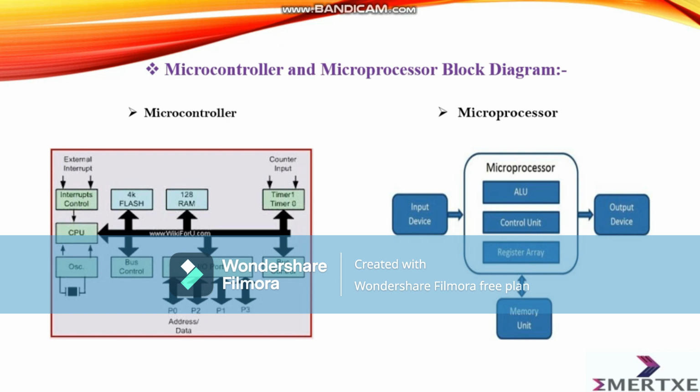Next one is the microprocessor. A microprocessor is a small chip capable of performing arithmetic logic unit operations and communicating with devices connected to it. First in the block diagram is the ALU, meaning arithmetic logic unit. Next is the control unit. Next is the register array. All processes in the microprocessor, plus the input to the microprocessor and output from the devices and memory unit, are connected.